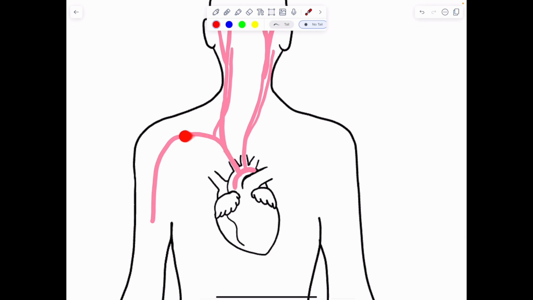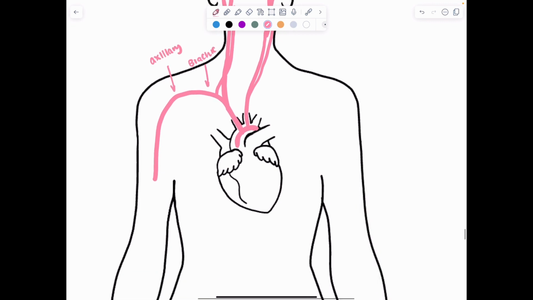All right, so back into here. That was our first break off from our brachiocephalic trunk. After we have our common carotid break off, we call this the right subclavian. Once it reaches the axillary region, we now call it the axillary. So it was brachiocephalic, then it's now called axillary. Still the same artery. From the axillary, it's going to be called the brachial when it reaches the arm.